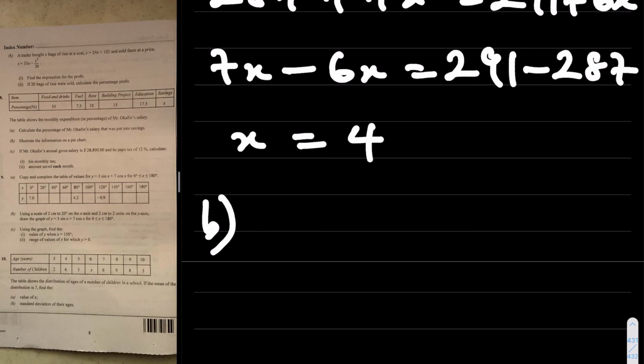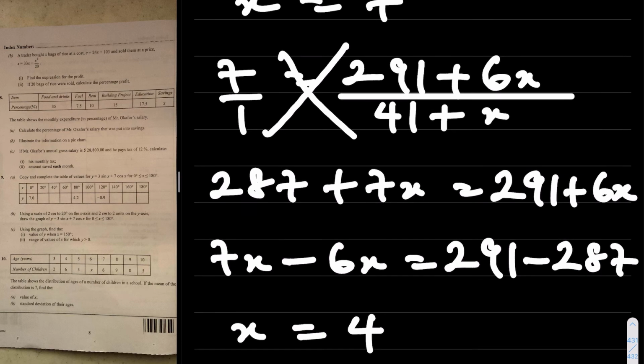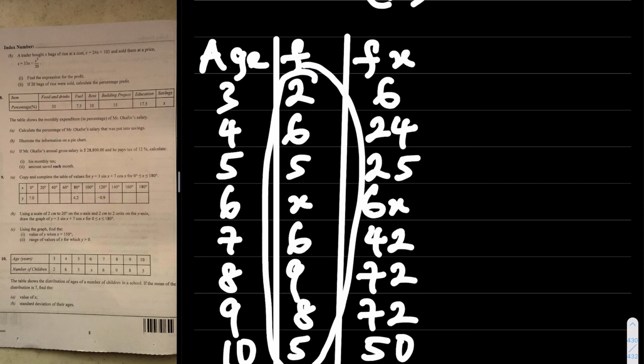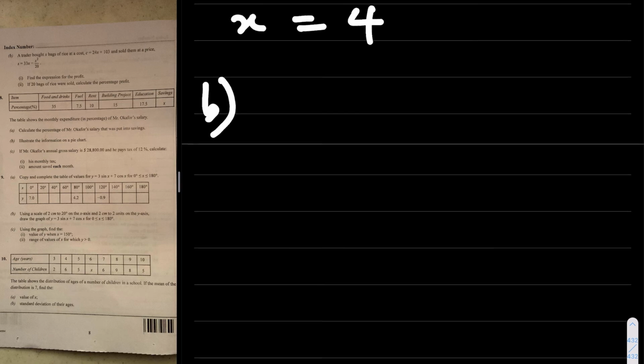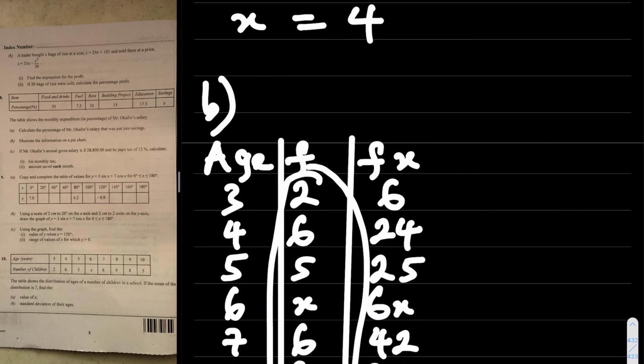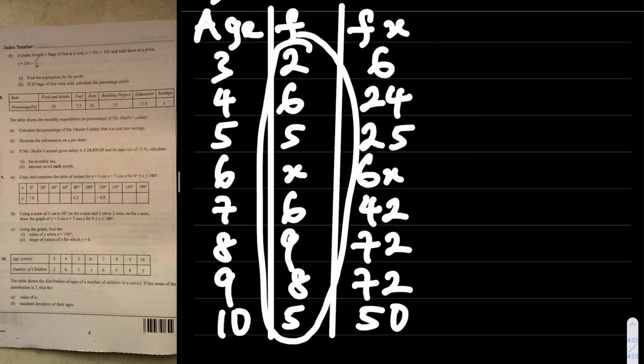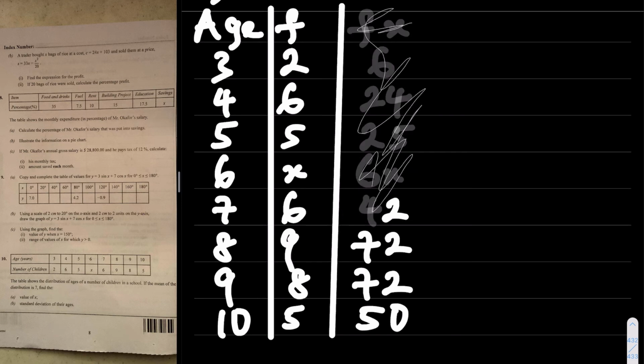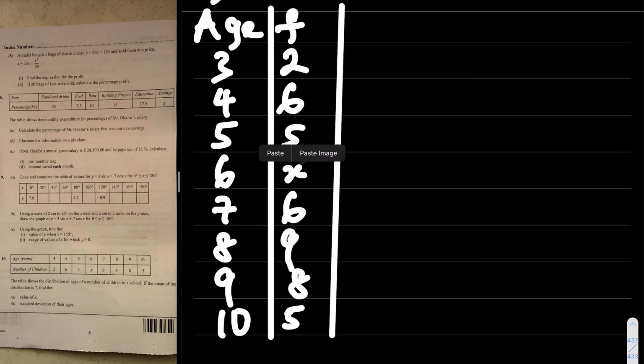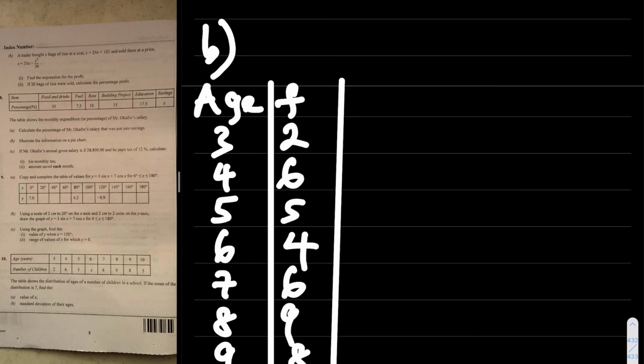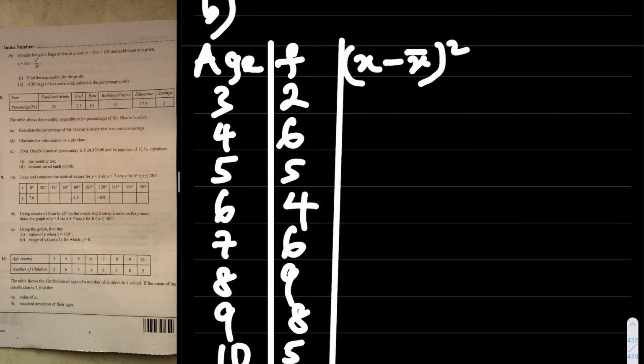B says find the standard deviation of their ages. Let me copy the table and just paste it here to be able to find standard deviation. Now for standard deviation, I don't need this column for fx. And now I know x. x is 4, so I can just write it here. So I need a column for the square of x minus mean.